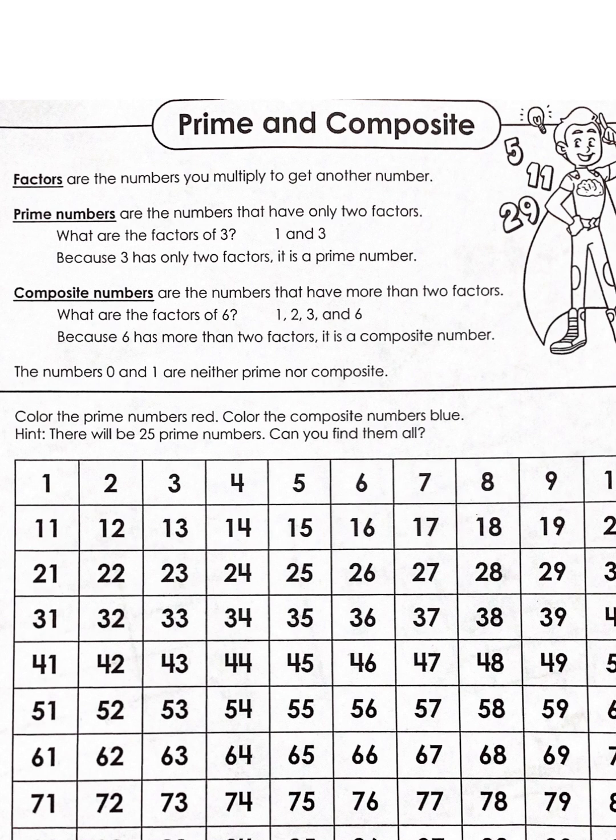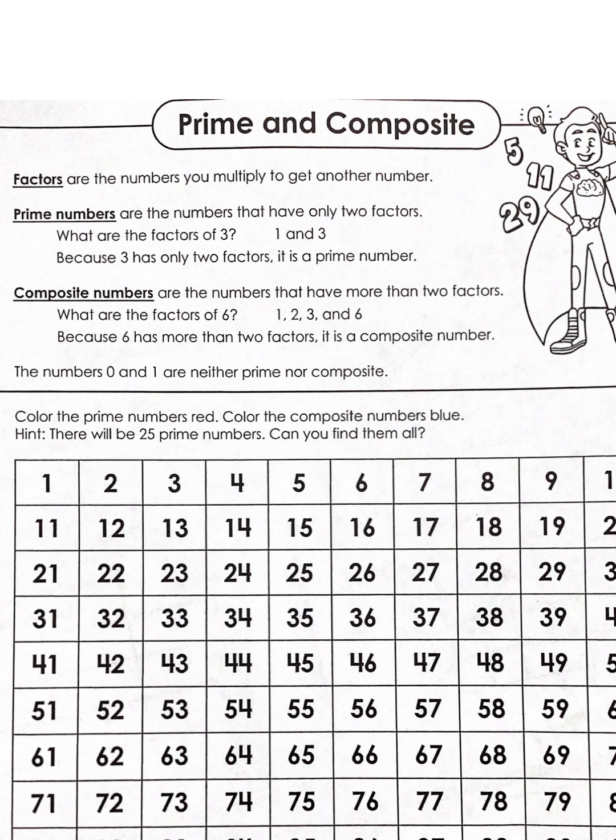So before we start, at the very top of your page, it reminds us what factors are. Factors are the numbers that you're multiplying together to get another number. Then you have your prime numbers. Prime numbers are considered factors, but they are specifically numbers that only have two factors. Sometimes a prime number can be multiplied with something else to get you a product, but a prime number specifically only has two factors that make up the number. So for example, 3. Only 1 and 3 can be multiplied together to make 3.